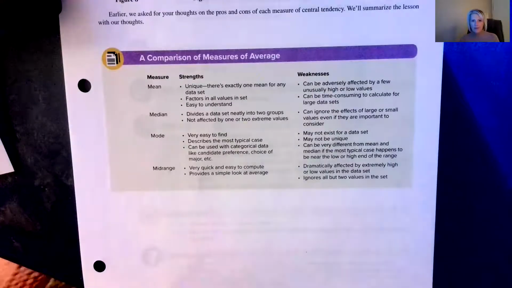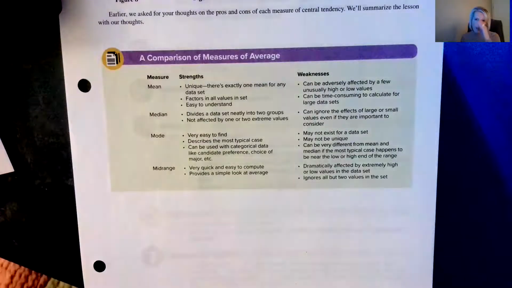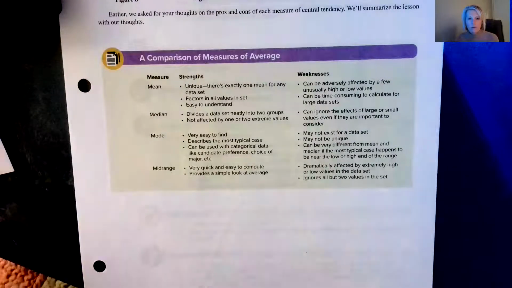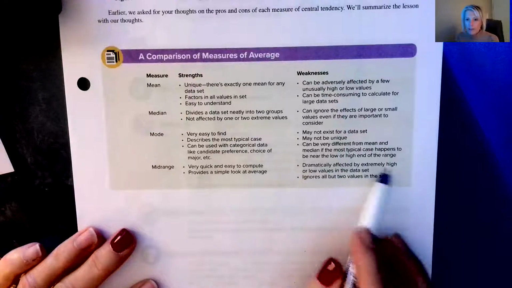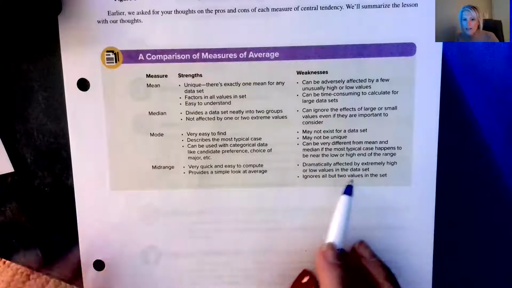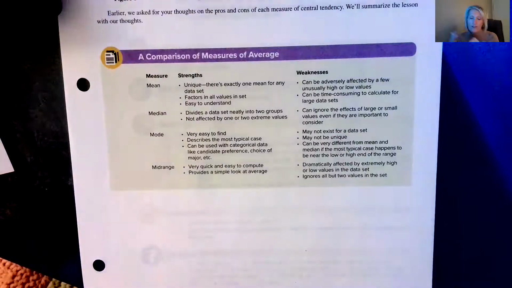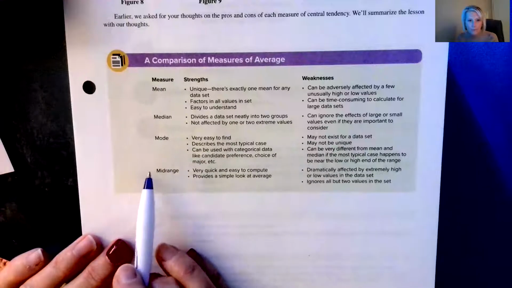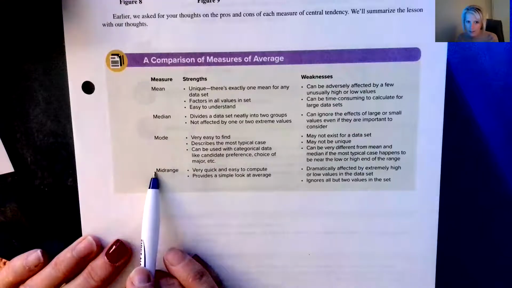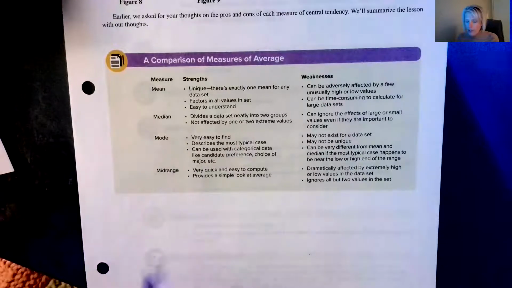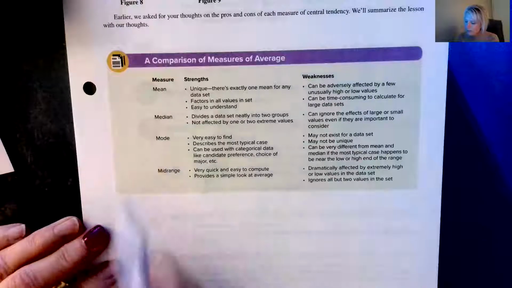The mid-range is very quick and easy to compute, similar to the mode. It provides a simple look at average. It's dramatically affected by extremely high or low values in the data set, and it ignores all but two values in the data set. It only uses the lowest and the highest. The mode and the mid-range you're going to have to calculate by hand using a calculator. The mean and the median can be found in Desmos.